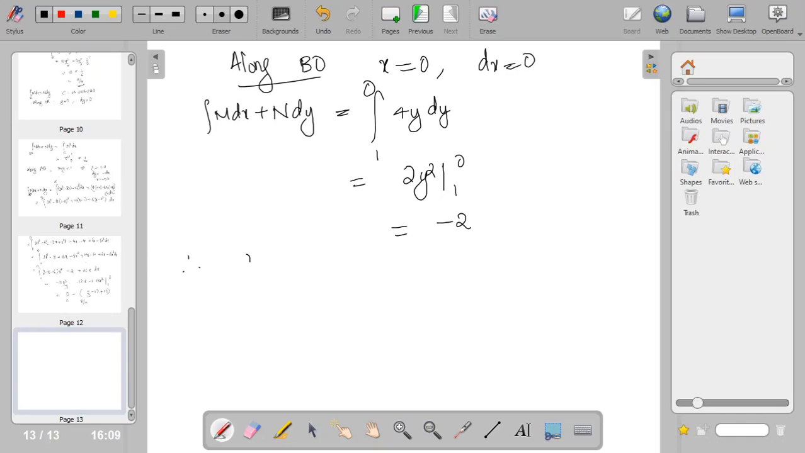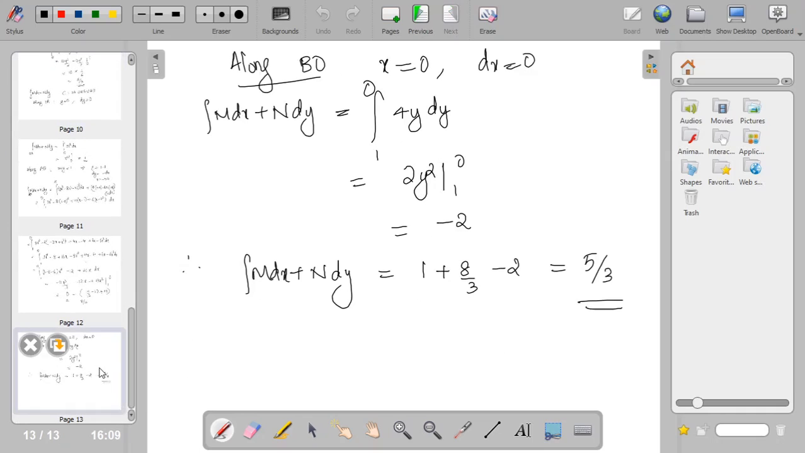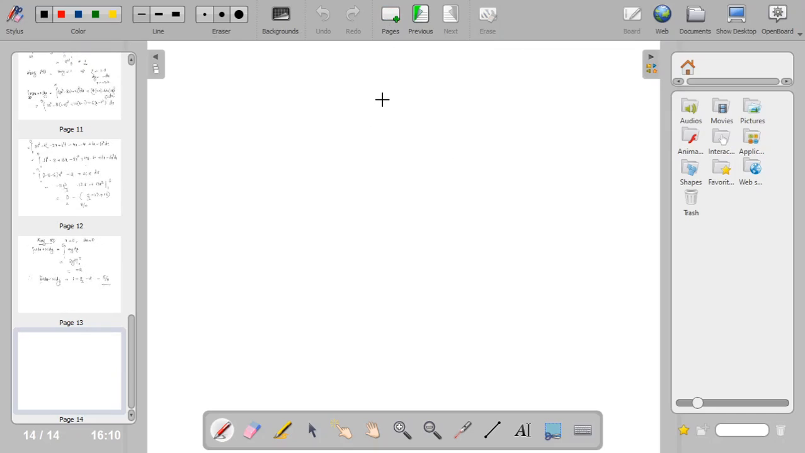So therefore integral m dx plus n dy will be equal to 1 plus 8 by 3 minus 2, which is equal to 5 by 3. That's what we got for the double integral also. So hence the theorem is verified. So now we will look at one more question.